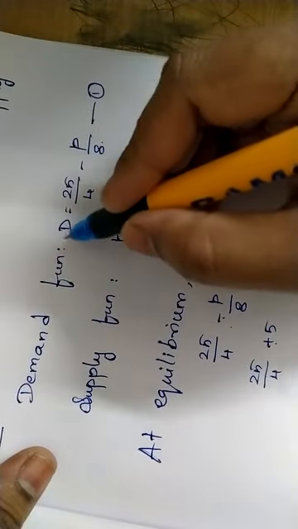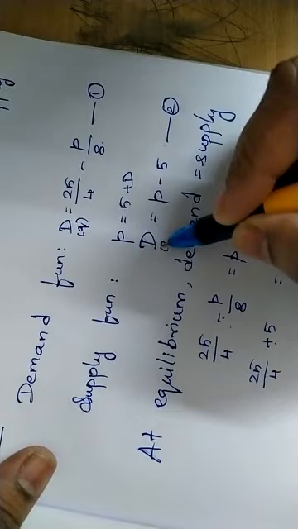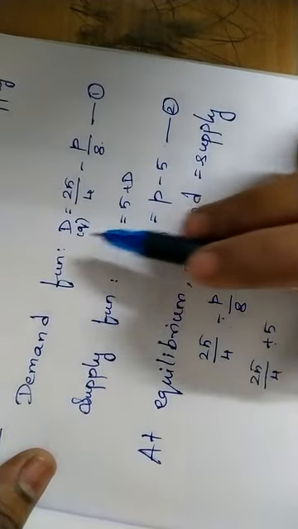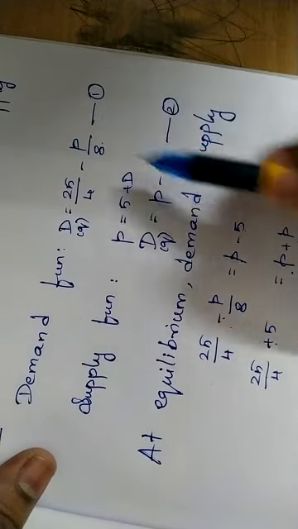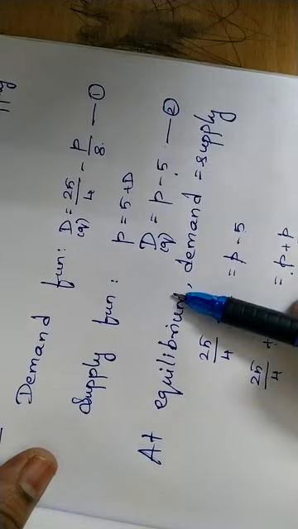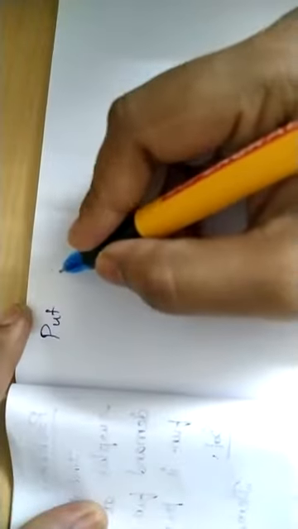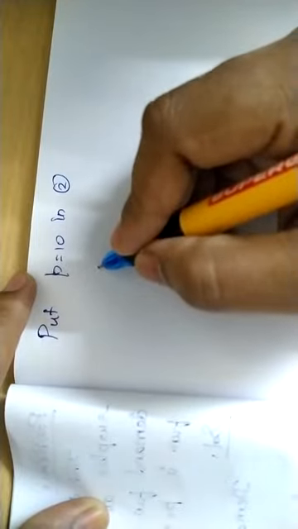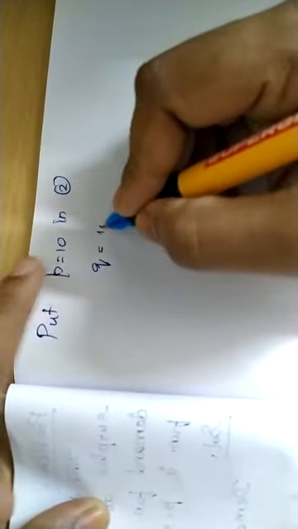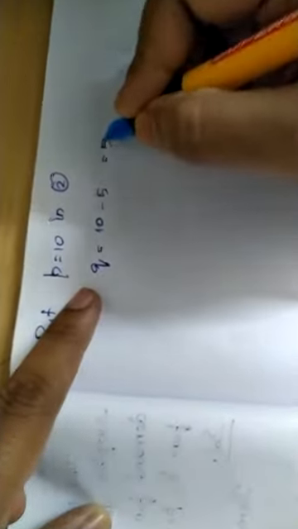Next, I need to replace the value P equal to 10 in either one of 1 or 2. This is my Q, since the demand function is also represented by Q. So I need to find the value of Q. If you look at these two equations, this is simple. Just replace the value P equal to 10 in equation 2. So you will get Q equal to 10 minus 5, which is 5.